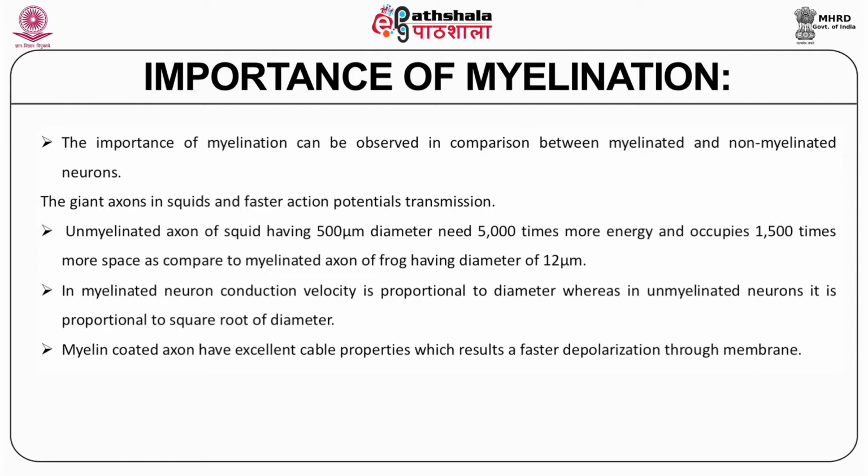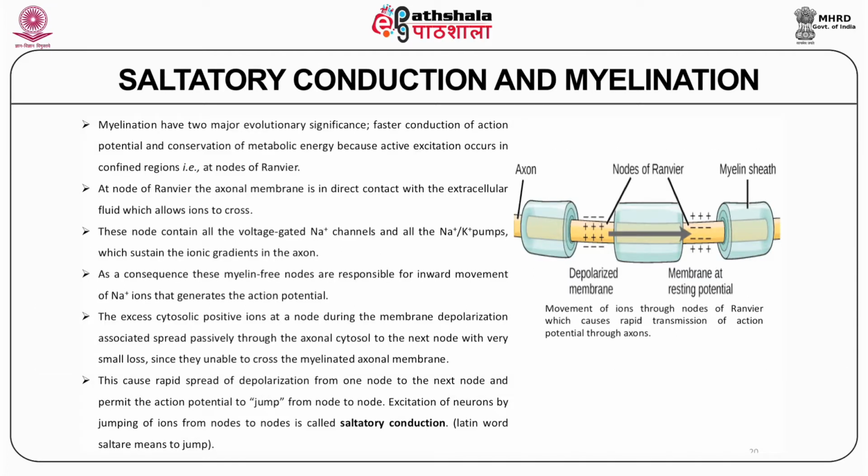Myelinated axons have excellent cable properties, which result in faster depolarization through the membrane. This property we call saltatory conduction, and it is a property of myelinated neurons. Myelination has two major evolutionary consequences. One, the faster conduction of action potentials, and second, conservation of metabolic energy, because active excitation occurs in a confined region, that is at the nodes of Ranvier.